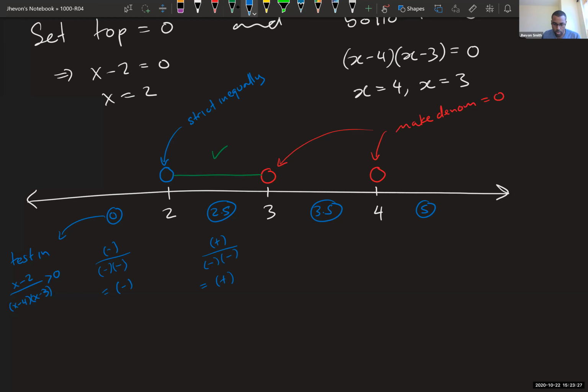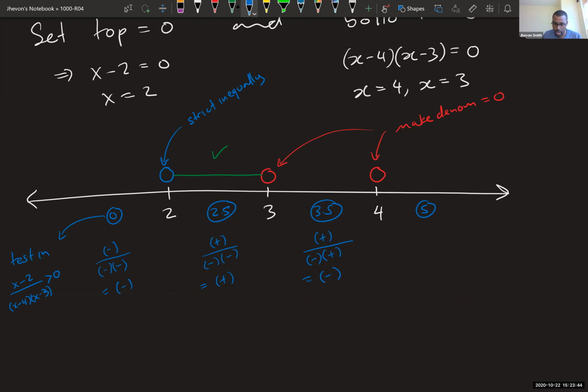Then over here, I go over and I plug in a 3.5. That'll be a positive in the top. 3.5 minus 4 is negative. 3.5 minus 3 is positive. So this gives me a negative overall, doesn't work.